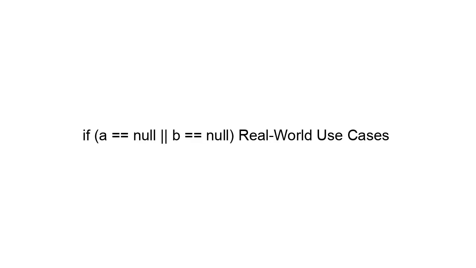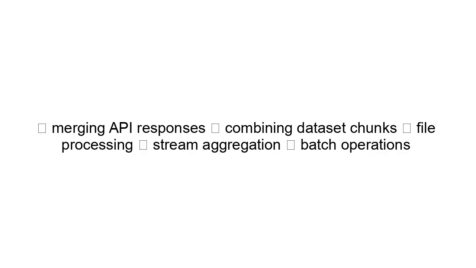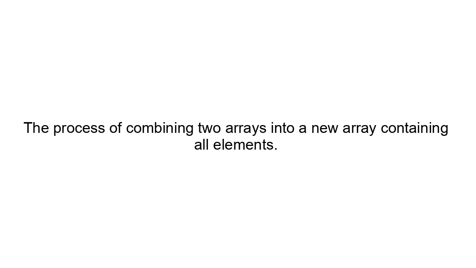Real-world use cases. Merging API responses. Combining dataset chunks. File processing. Stream aggregation. Batch operations. Simple definition: array concatenation is the process of combining two arrays into a new array containing all elements.